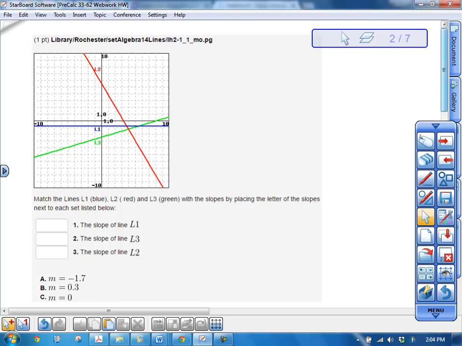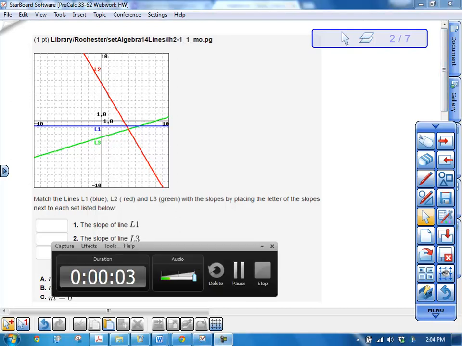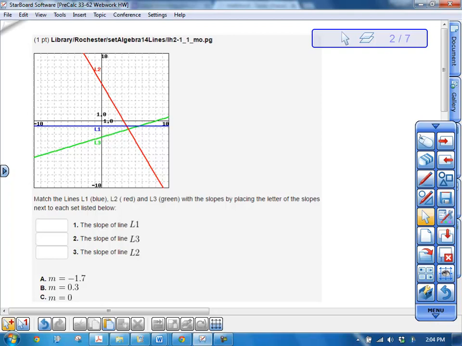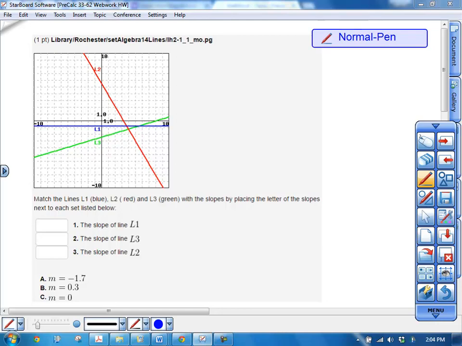Okay, this is 34. All right, so it says match lines, the blue line, red line, and green line with the slopes right here. So one slope is negative 1.7. So we know that has to be the red one. It's the only one with the negative slope.